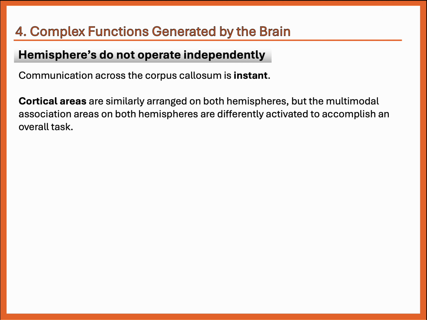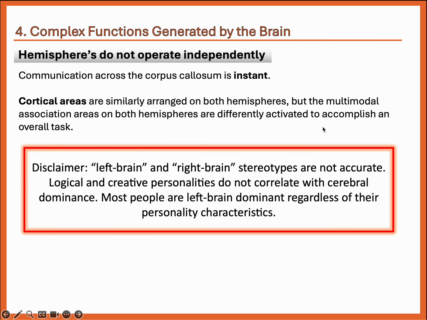So, hemispheres don't actually operate independently. Communication across the corpus callosum is pretty instant. There are connections between the two hemispheres. Cortical areas are similarly arranged on both hemispheres, but the multimodal association areas on both hemispheres are differently activated to accomplish an overall task. I think the point here, what I want to say, is be careful.